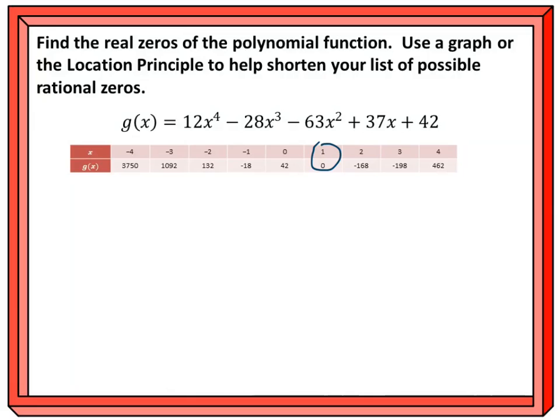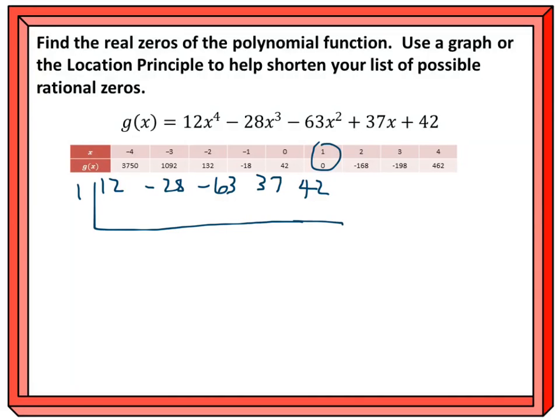So before I even start this, I'm going to see if I can just divide out synthetically the 1 and then have a slightly easier time with this problem. So 1 on the outside of the box, 12, negative 28, negative 63, 37, and 42. Bring down the 12, then 12, negative 16, I think, negative 16, I think again, which is 89?